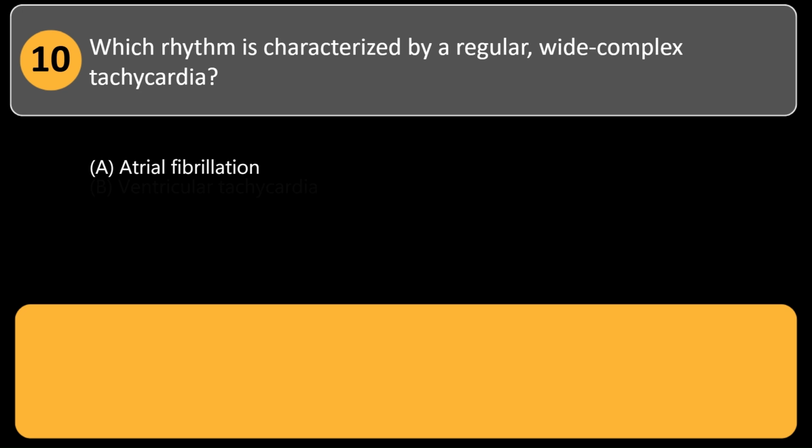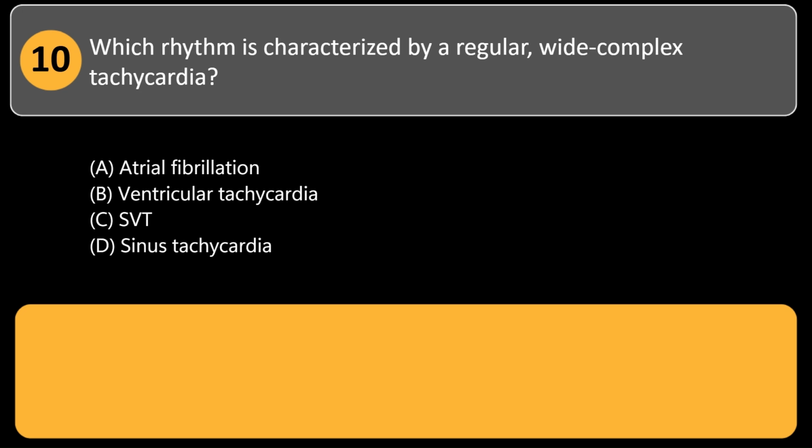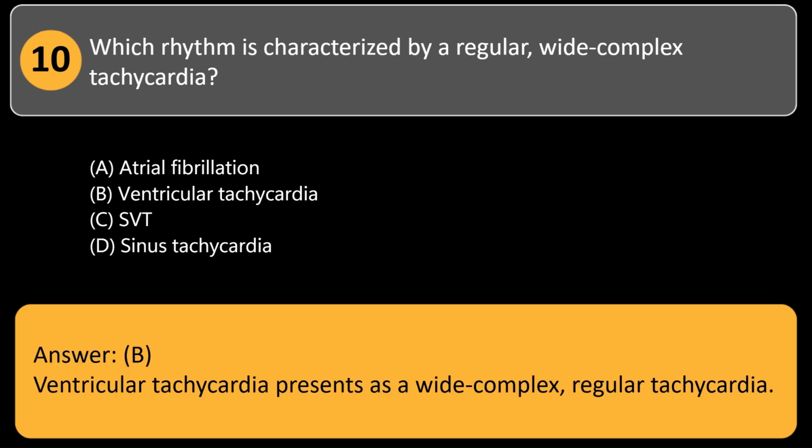Which rhythm is characterized by a regular, wide complex tachycardia? A. Atrial fibrillation. B. Ventricular tachycardia. C. SVT. D. Sinus tachycardia. Answer: B. Ventricular tachycardia presents as a wide complex, regular tachycardia.